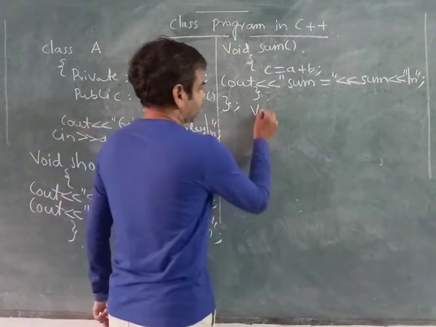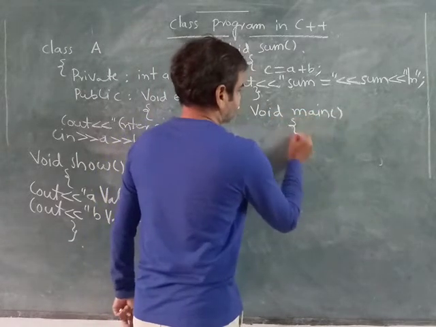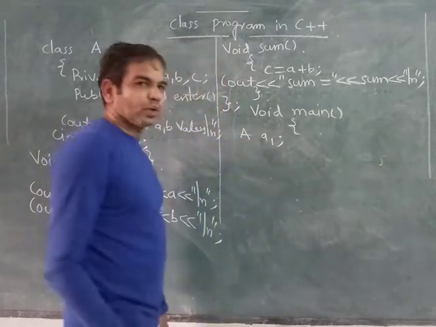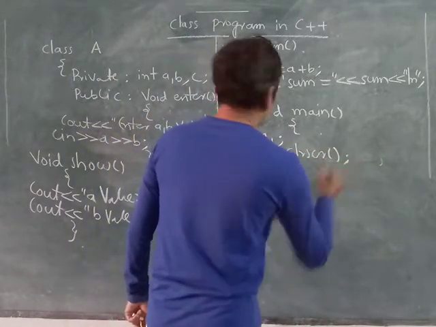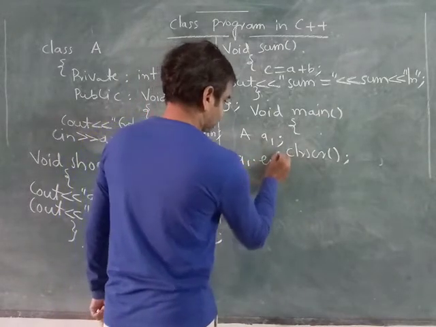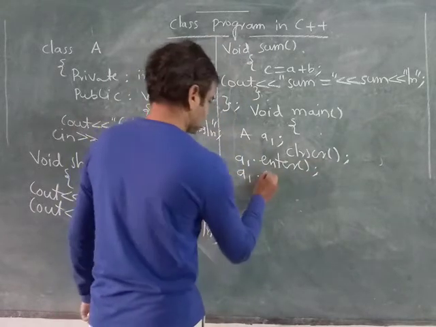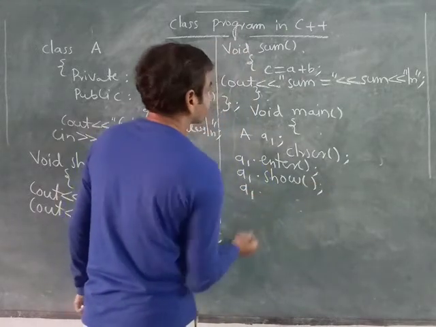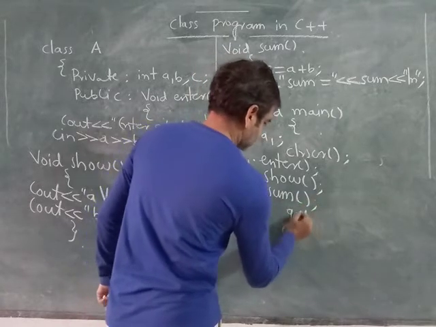Then in void main, I am creating objects. We can create any number of objects. First a1, small a1. I am creating only one object. Then clrscr, getch. With each object, I am calling a1 dot enter, a1 dot show, then a1 dot sum.